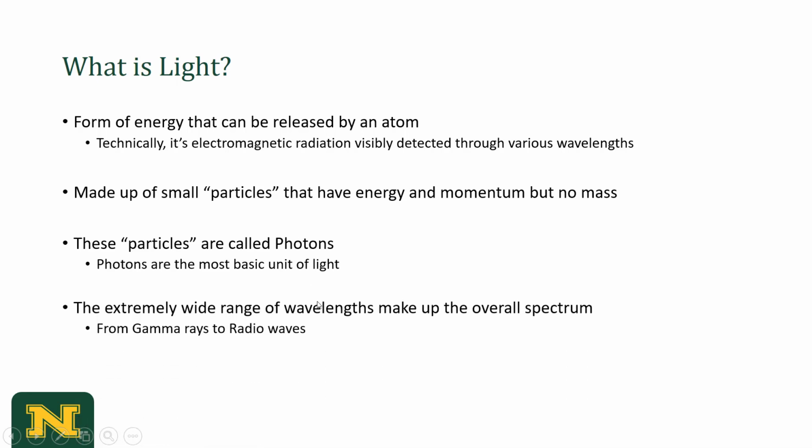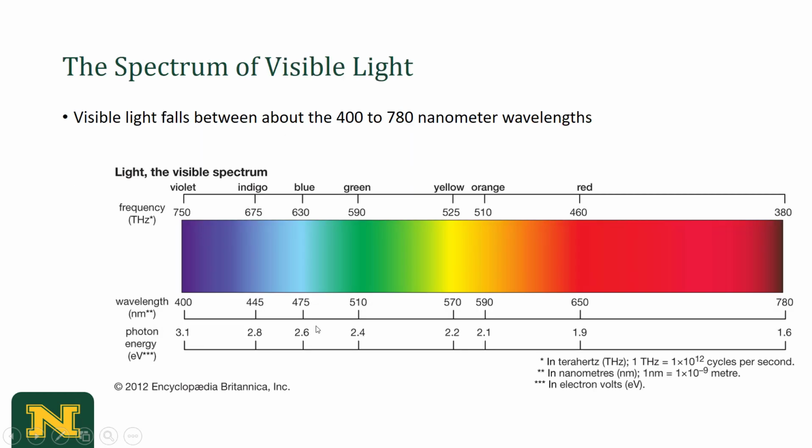There's an extremely wide range of wavelengths that make up the overall spectrum, from gamma rays to radio waves, but what we see is the visible light spectrum. So anything from our frequencies of 750 down to 380 terahertz, and then our wavelengths of 400 up to 780. So this is our visible light spectrum that we're dealing with.